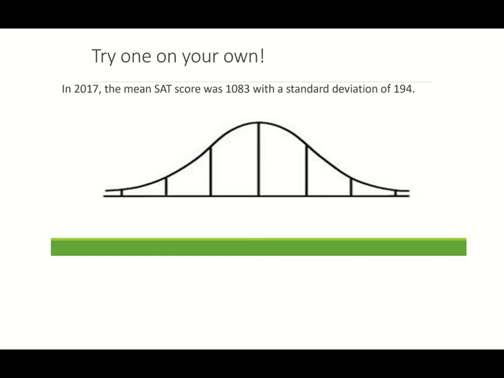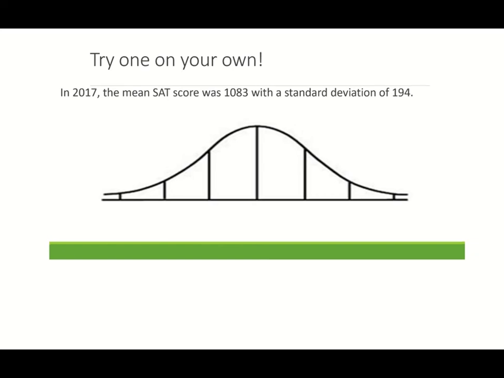So here's one last example. I want you to try this one on your own. So in 2017, the mean SAT score was 1083 with a standard deviation of 194. So this is true data here. This data is normal, so we can go ahead and use our normal curve. So I'd like you to put your mean on your normal curve and go 3 standard deviations on both sides of your mean. Pause the video, write down your answers, and then play the video to double check.